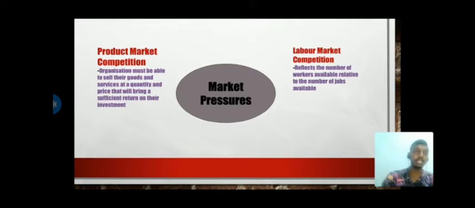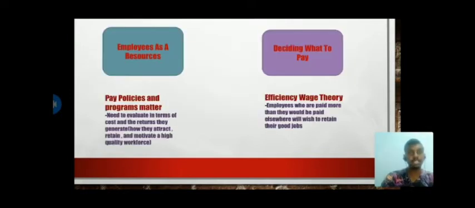The second is labor market competition. It reflects the number of workers available relative to the number of jobs available. If an organization is not competitive in the labor market, it will fail to attract and retain employees of sufficient numbers and quality.